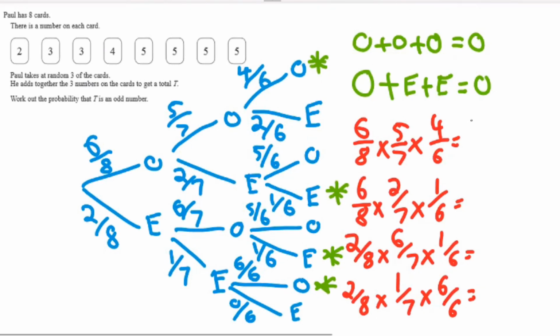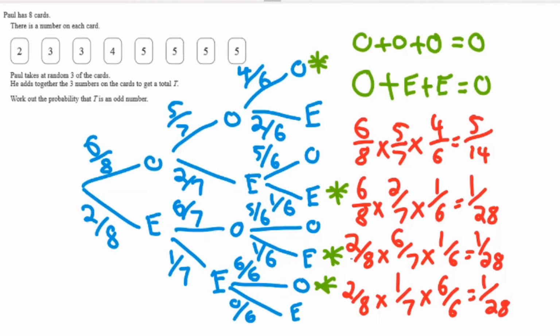Plugging these into our calculators, therefore, we get for the first one 5/14. Then for the rest, it's actually all 1 over 28, because they're just the same numbers on the numerators and the denominators just multiplied together in different orders, so it'll end up being the same overall fraction. When you finally add them up then, that's going to give you a grand total, so yeah, we're just adding these, of 13 over 28. Your chance of picking 3 of these cards and adding them together to get an odd number.